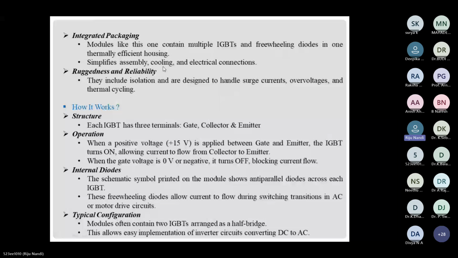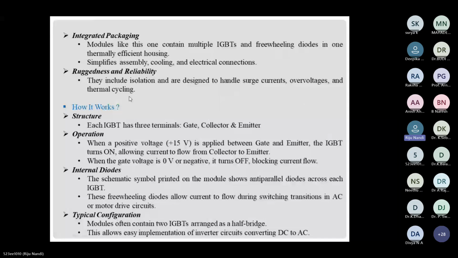Then ruggedness and reliability: IGBT modules include isolation and are designed to handle surge current. When the current is a little bit high, it can still handle that. It can also handle overvoltage; I already told you it can handle up to 1200 volt. So this covers overvoltage and thermal cycling.